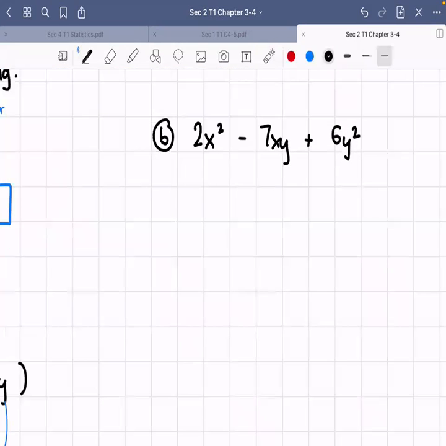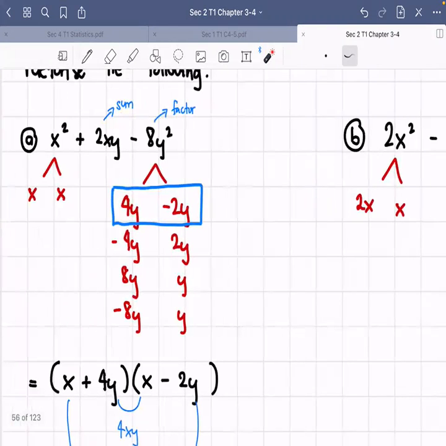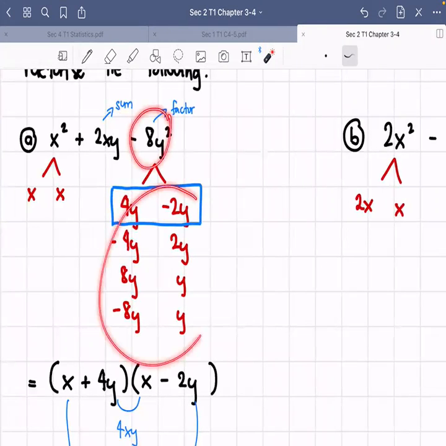So what are the factors of 2x squared? Obviously it's just 2x and then x. That's it. Class, listen. It's very easy to factor this kind of question when your coefficients are prime numbers, because it's just the number and 1. However, if it's a composite number, it's quite tricky because, like 8, you have a lot of factors, right?